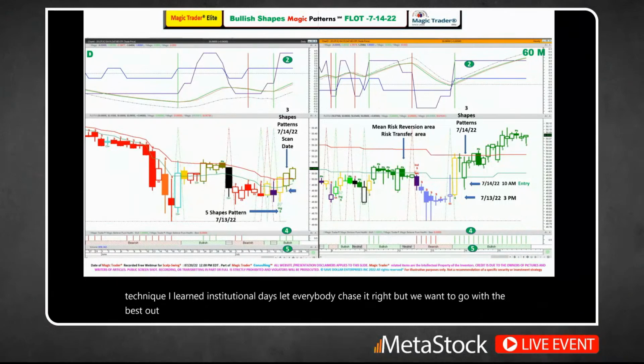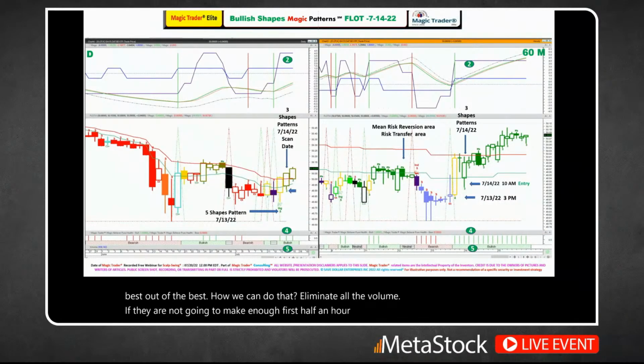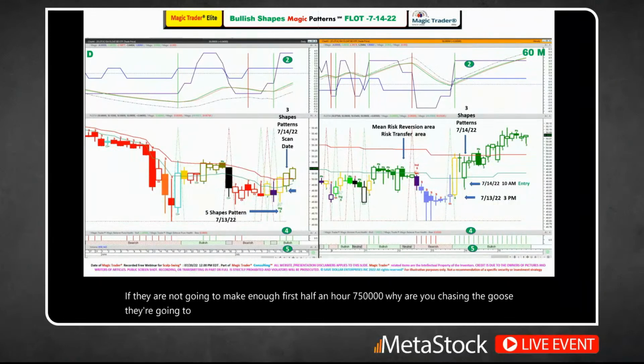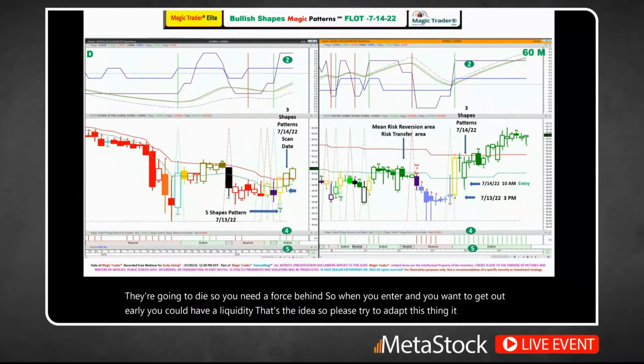How can we do that? Eliminate all the low volume. If they are not going to make 750,000 in the first half hour, why are you chasing the goose? They're going to die. You need a force behind it. So when you enter and you want to get out early, you have liquidity. That's the idea. So please try to adopt this. It will help you. You will lose a couple of opportunities.